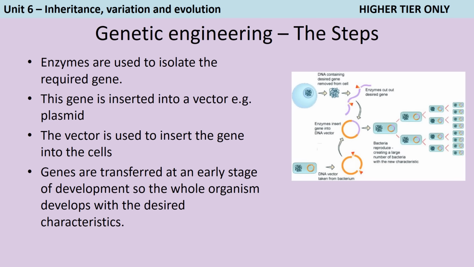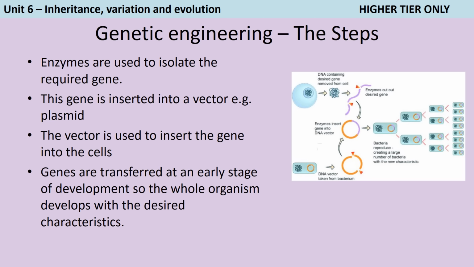In terms of the process of how this is done, special enzymes called restriction enzymes are used to cut out the required gene from the organism that already has it. This gene is then inserted into what we call a vector, like a bacterial plasmid. So this is basically another piece of DNA, and it's just going to make it easier to get the gene that we're interested in into the organism we're trying to transform.